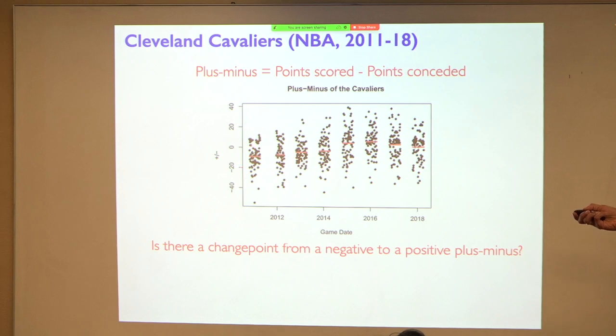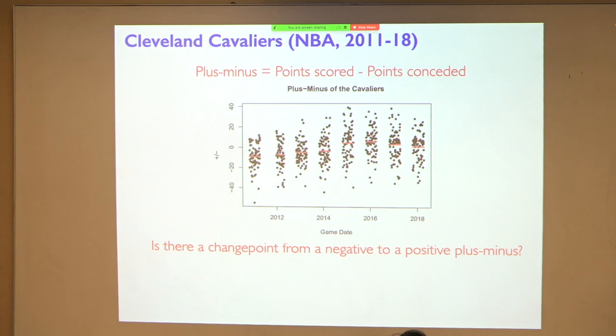Every dot is a game, and it's the plus minus of the Cavaliers, meaning in that game, how many points did the Cavaliers score minus how many did they concede. So of course, if it's above 0, it means they won the game, and if it's below 0, it means they lost the game. And here clearly they got thrashed in the game. So you can kind of see that. That's how they performed.